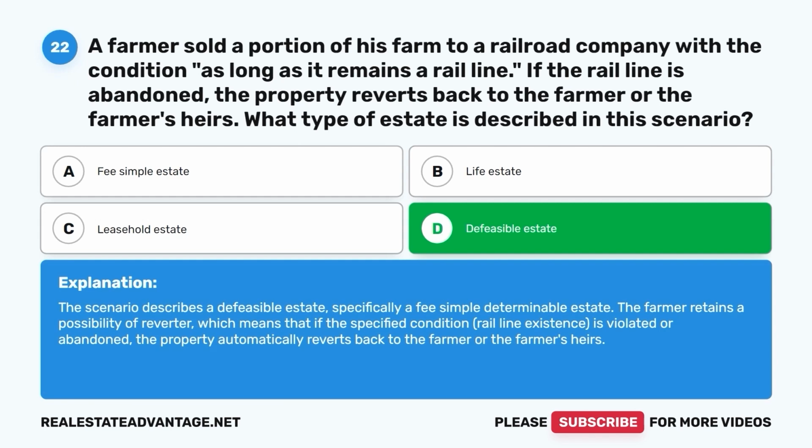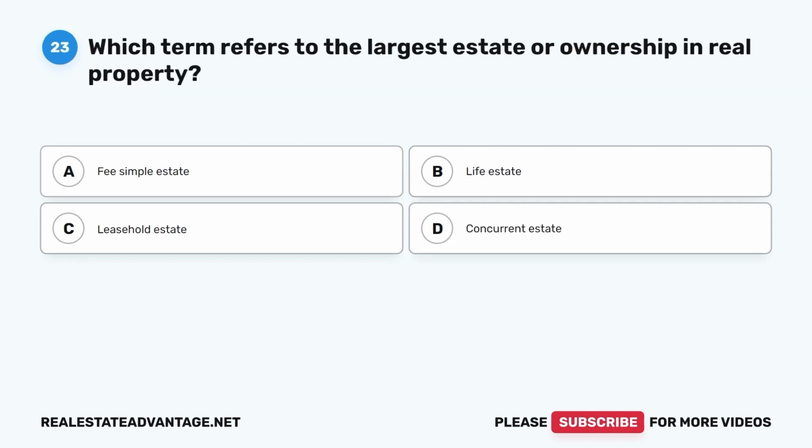The farmer retains a possibility of reverter, which means that if the specified condition, rail line existence, is violated or abandoned, the property automatically reverts back to the farmer or the farmer's heirs.